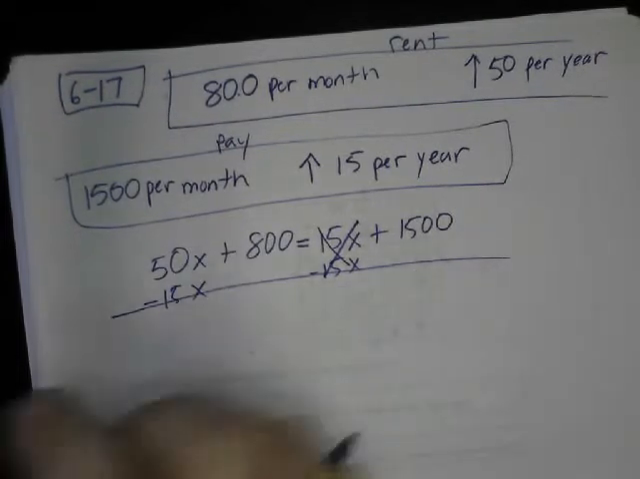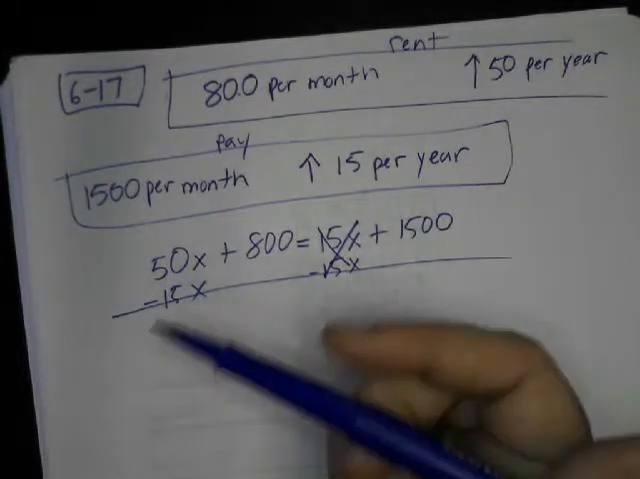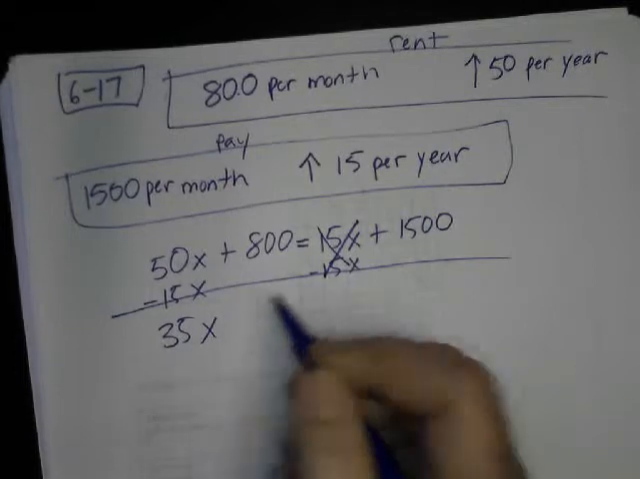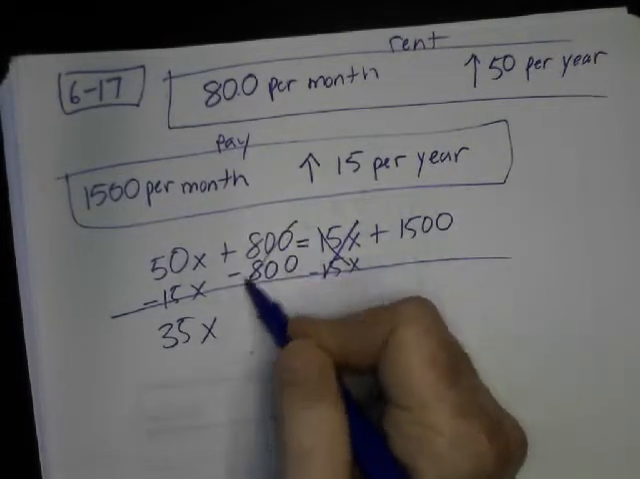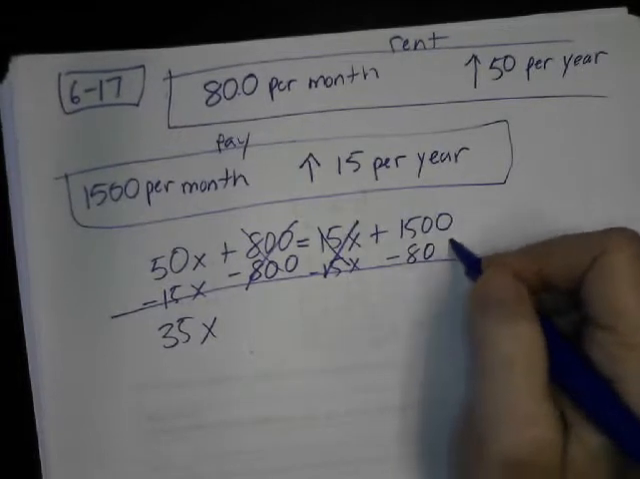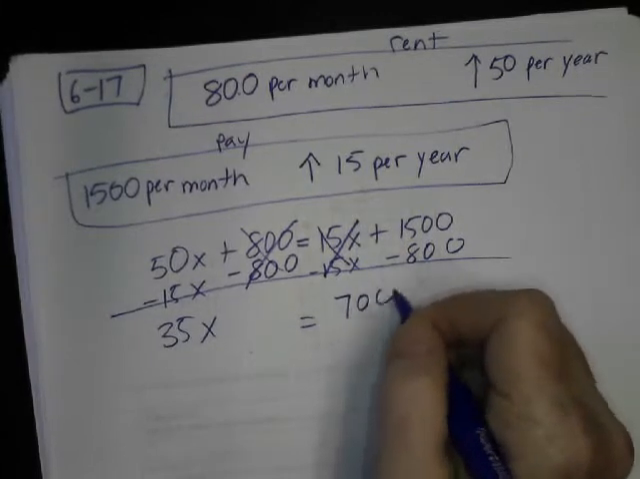And then how about, what does this make? 50 minus 15. Let's see, 50. Okay, so that's 35x. And then how about I take the 800 away from both sides? So then what's that equal to? 1,500 minus 800? 700. They gave me 700?